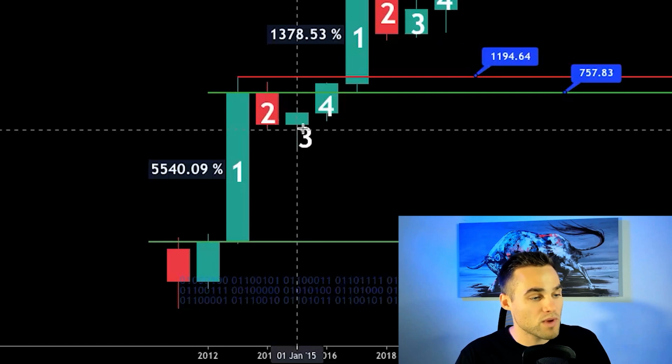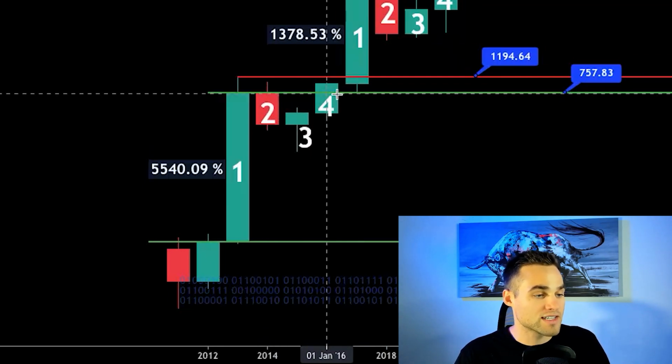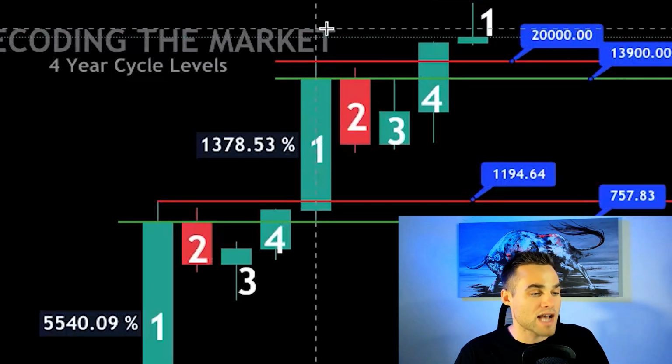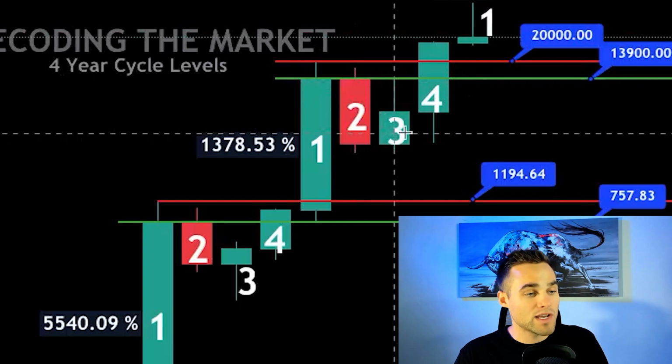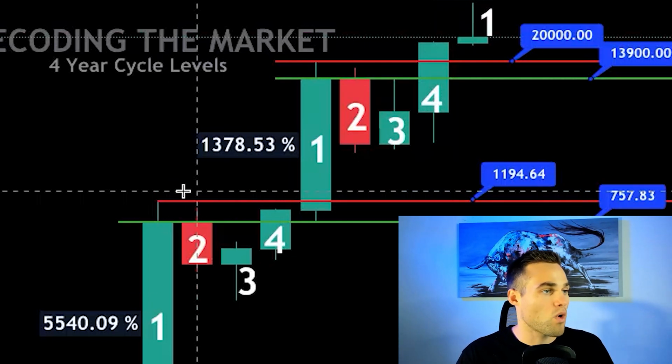And then in year three, we kind of have this accumulation phase that happens. And then year four, again, we start getting excitement again, where people start getting into the market, and then boom, right after the halving, we have this massive explosion that happens in the market. And we can just see this happen time and time again, where we see this playing out over and over again.